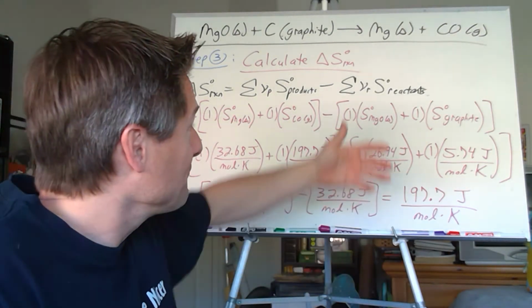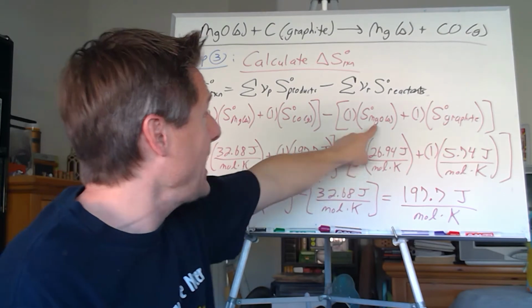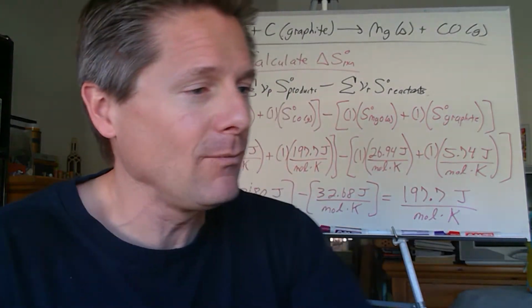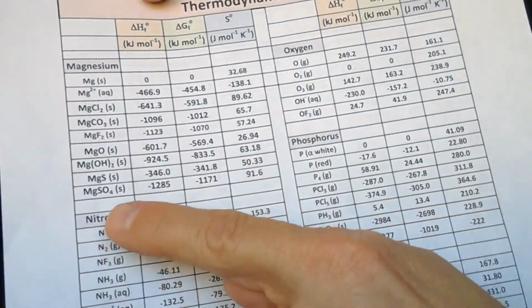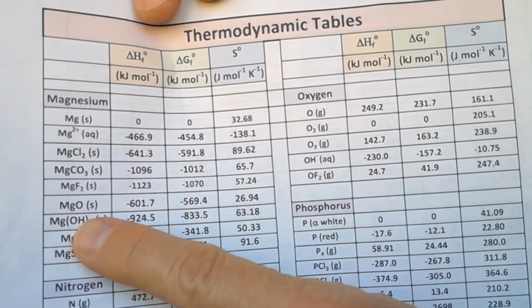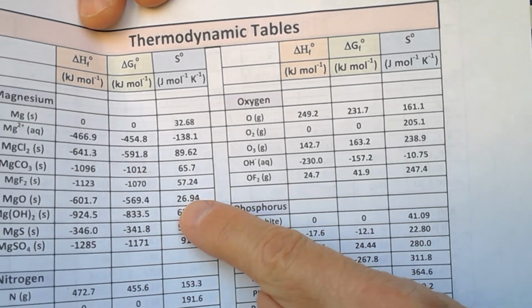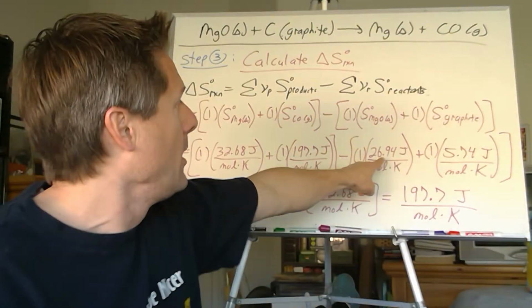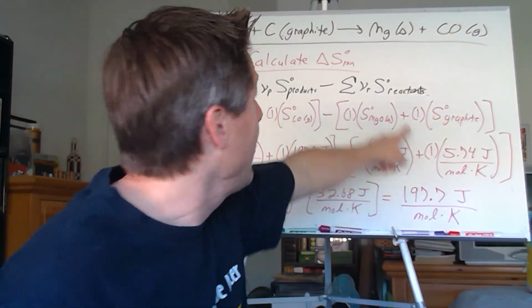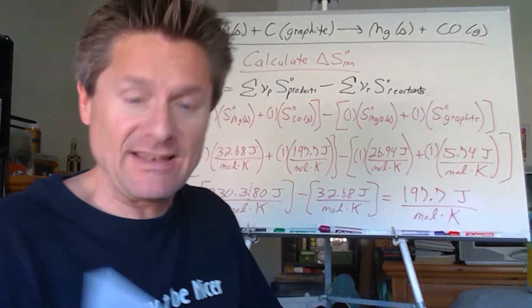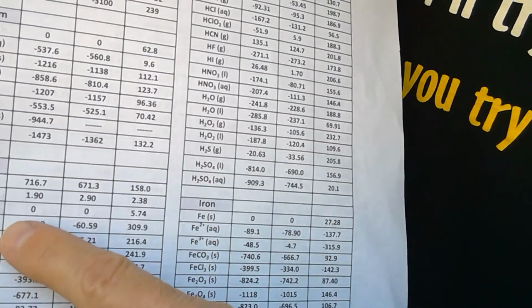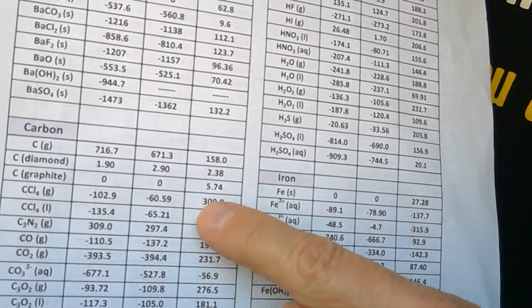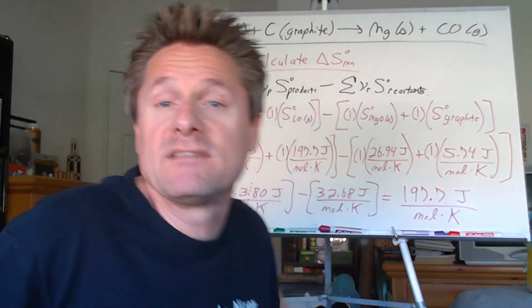So I understand that. All right, let's look up 1 times magnesium oxide solid. Where'd my table go? Where's the magnesium oxide solid? Right there. And that has an entropy value of 26.94 joules per mole Kelvin. And then graphite, I wouldn't expect that to be much, but let's look up carbon graphite. And that goes across, 5.74. That's why there's a 5.74.